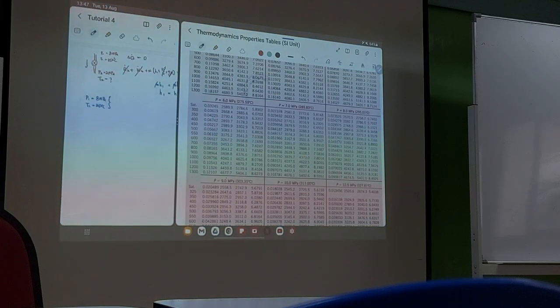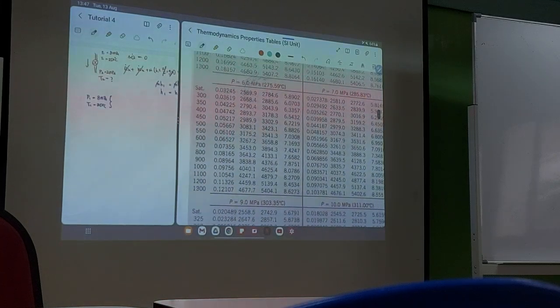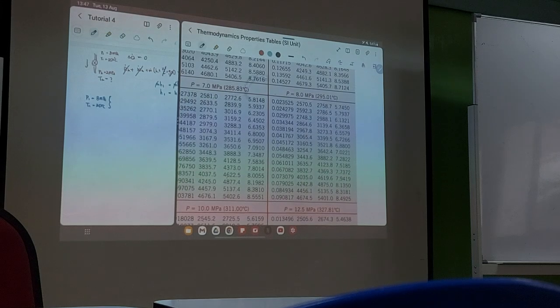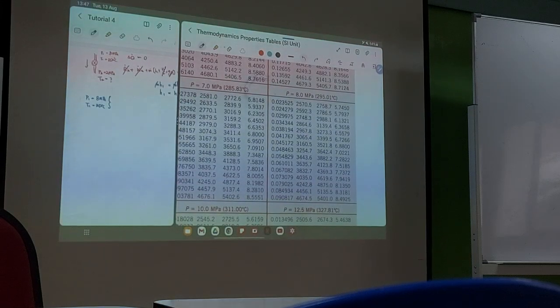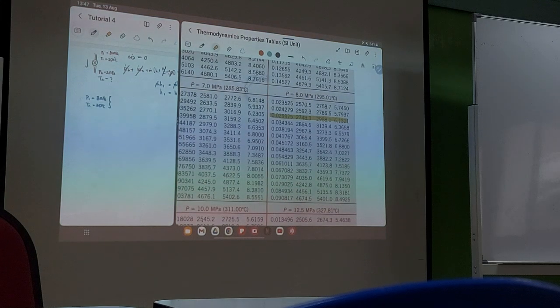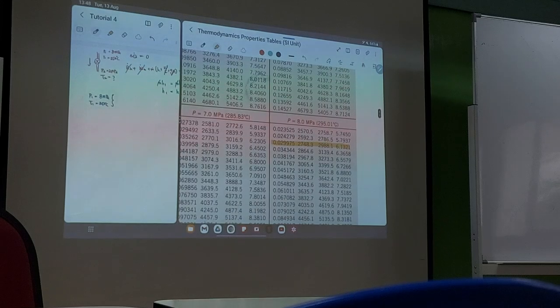You look at 350 degrees Celsius. So the 350 degrees Celsius is on the third row, 8 megapascal. So third row: 1, 2, 3. This row is what you are looking for. Okay, so enthalpy, we want enthalpy: 2988.1.